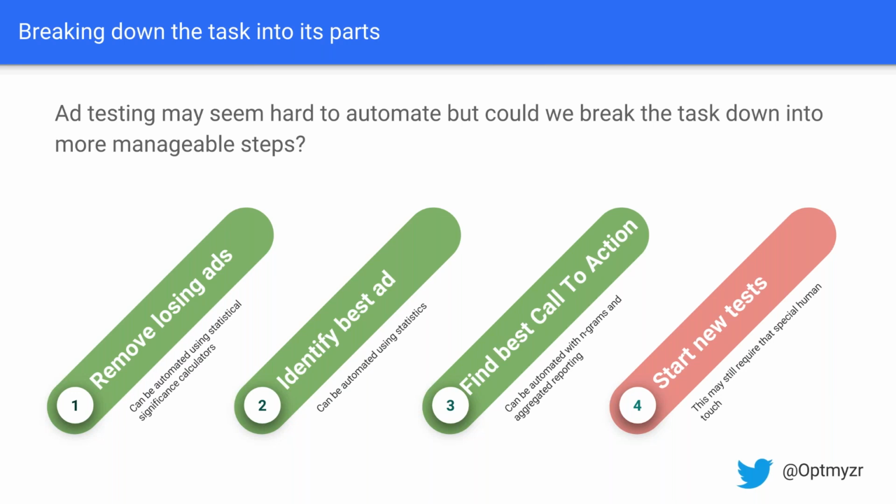And then maybe step 3 is finding the best call to action, right? So how do I take my best current ad, even putting in a better call to action in the description line, for example. So these first 3 steps, these can be automated. This is just basically very process driven. It's very mathematical, easy to automate.